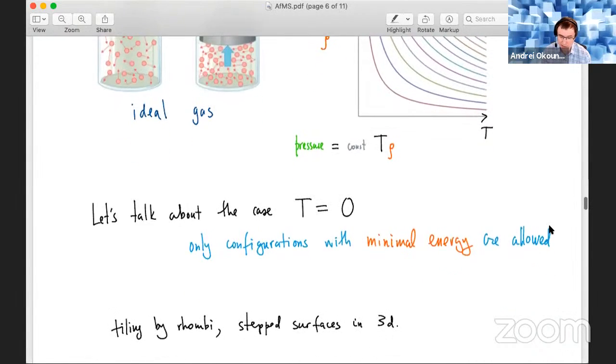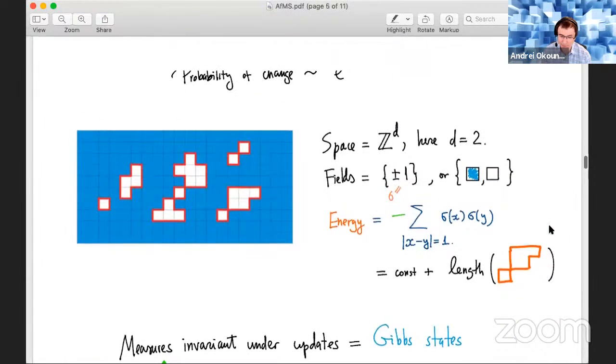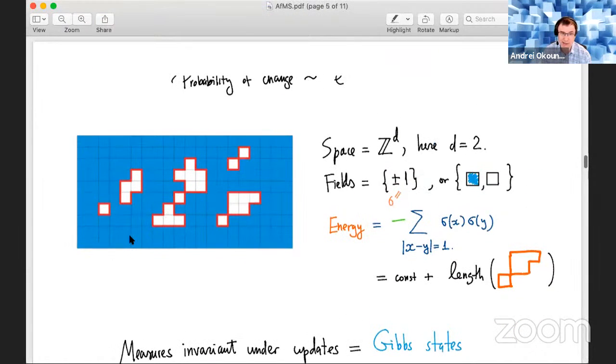And so what does it mean for an interface like the one I'm showing here to have a minimal energy? It means it has to be a minimal surface in the sense of these discrete surfaces. Sometimes people call this the Manhattan metric, which means a minimal length. A geodesic in this Manhattan metric is not a straight line. First of all, there are many of them.